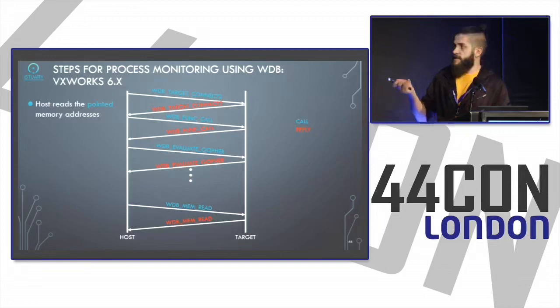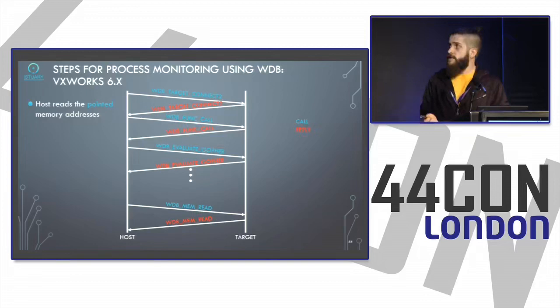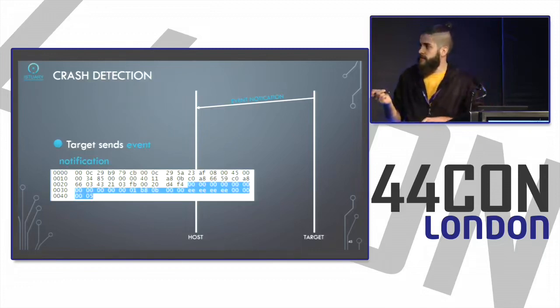So now we know how to attach to the target. What we want to know is how to detect a crash when it occurs. On VxWorks, when something happens on the target, it sends a message on the same port as WDB RPC, but it's not random. All the messages are like this in VxWorks 6.